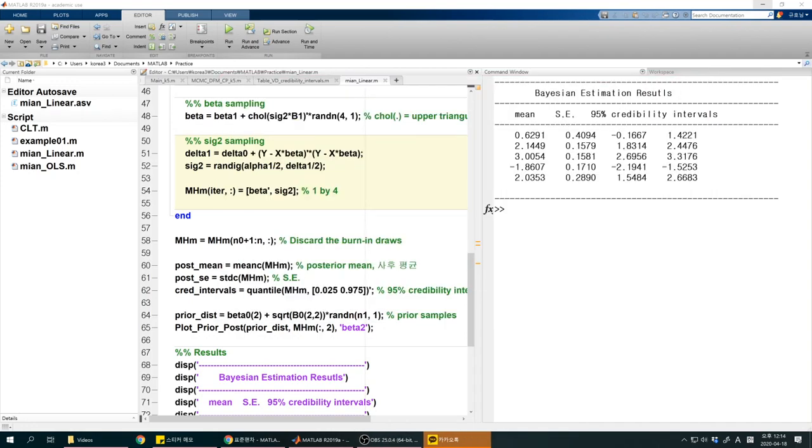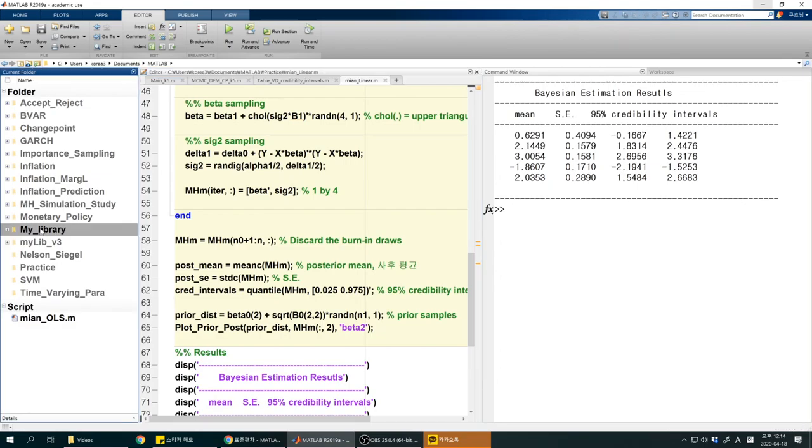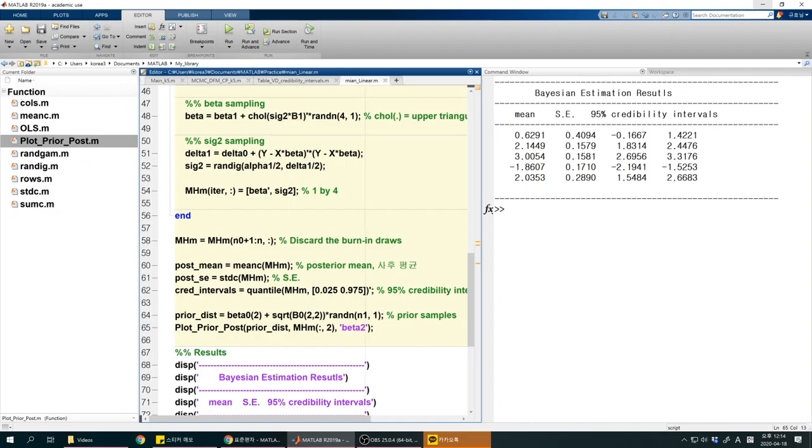Okay, let's see again. This function should be in this current folder, or it should be in your my library. I'm going to post this method function file in the Blackboard. Just move it to your my library. Otherwise, this will not run. Okay, and then let me run this again.